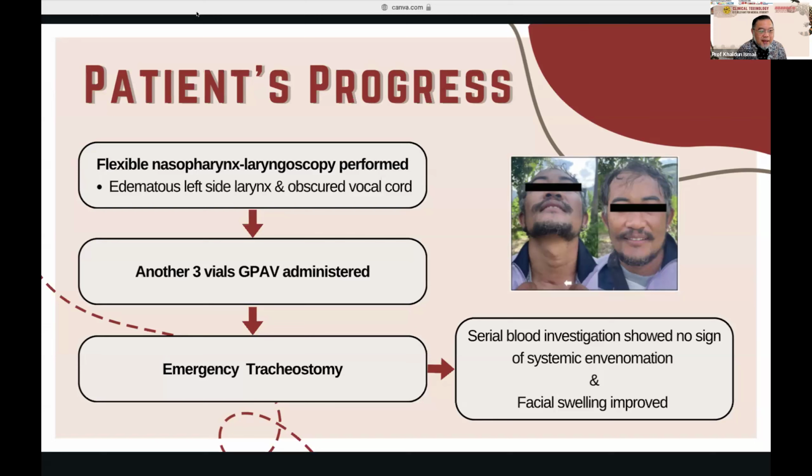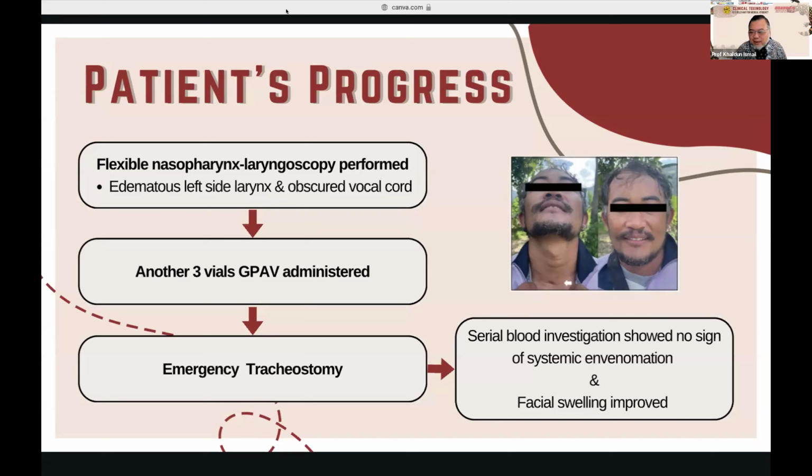Anyway, all right, next case. Prof, we have one question in the chat box. Okay, the question says, how can we differentiate between a venomous or non-venomous snake bite in the emergency department when the snake is not captured? So maybe we can clarify.